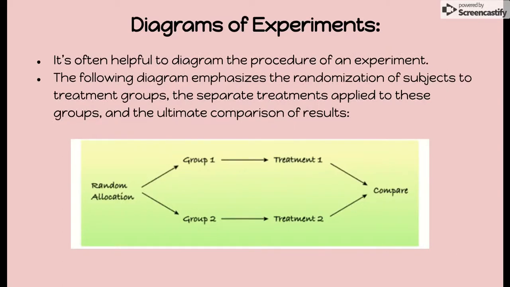Okay, so diagrams of experiments, our last slide, yay! It's often helpful to create a diagram of the procedure of an experiment. The following diagram below emphasizes the random allocation of the subjects to the treatment groups, the separate treatments applied to these groups, and the ultimate comparison of the results.